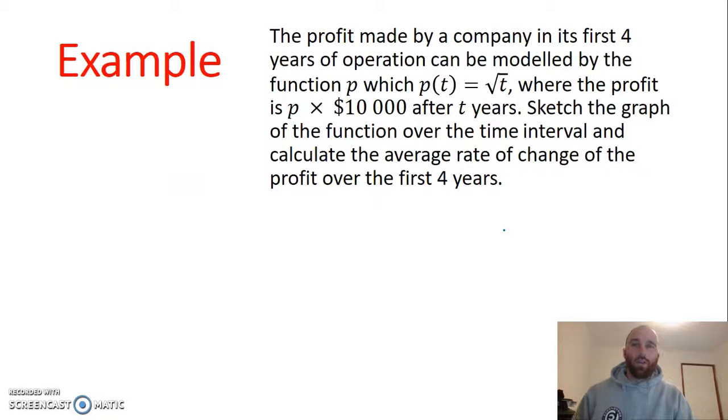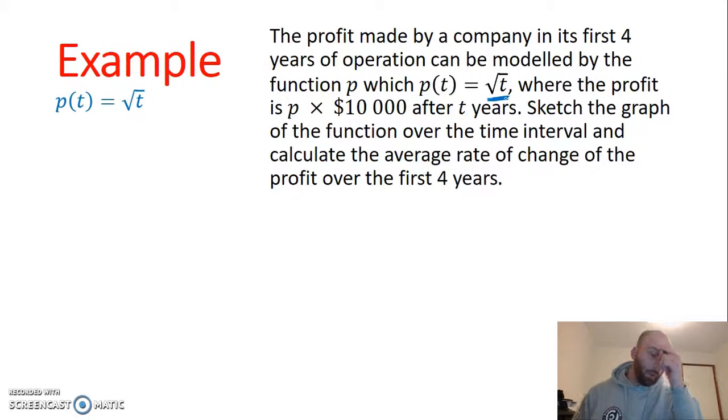Now I've got a different question. It says the profit made by a company in its first 4 years of operation can be modeled by the profit function P, where P of t is equal to the square root of t, and profit is P times $10,000 after t years. When we put the time into the formula we get a particular value, and whatever that value of P is, we need to multiply it by 10,000. Sketch the graph of the function over the time interval and calculate the average rate of change of the profit over the first 4 years.